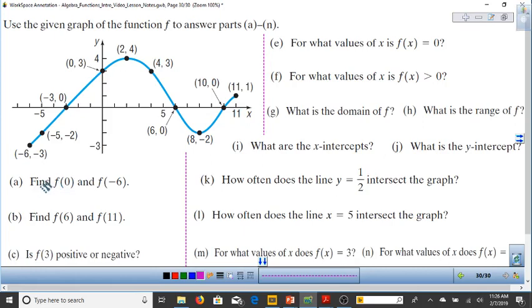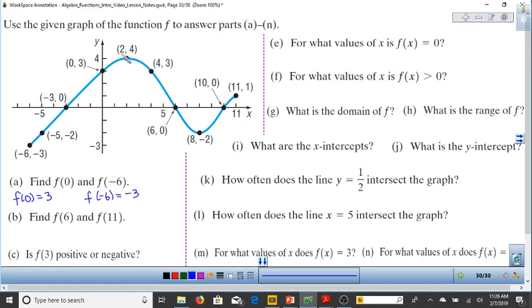So the first part, part A, which is down here, is what is f of 0 and what is f of -6. To find f of 0, I go to 0 on the x-axis and I go up to the graph, and I see that the corresponding y value is 3. So f of 0 is 3, because when the input is 0, the output is 3. So f of -6 then would be -3, because when the input is -6, the output is -3.